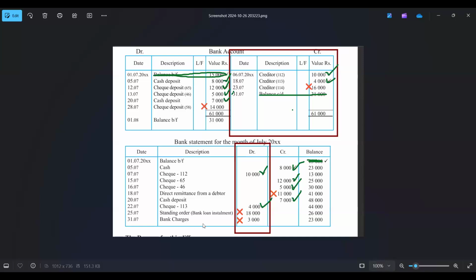You find the standing order and bank charges. Where do you think that you record these? Standing order and the bank charges. Come on, guys, debit or credit in your adjusted bank account? Standing order, bank charges. Okay, there we go. So we would record this 18,000 and 3,000. Standing order is in the debit side of your bank statement, which means that you will record it in the credit side. Okay, so you will place this in the credit side. So standing order payment 18,000.